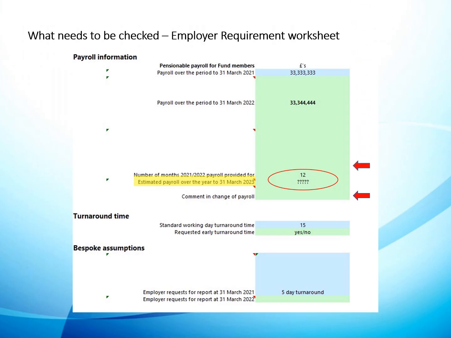Turnaround time. The actuary's standard turnaround time is 15 days. Please respond yes if OK with standard turnaround or no if a faster turnaround is required. Bespoke assumptions. Please provide your own assumptions here if different to the standard approach that the actuary will use. Employer requests for report as at 31st of March 2022. If you require a quicker turnaround, input 5 or 10 days here. Please be reminded that there are additional charges for early reports. Estimated costs will have been provided in the end-of-year proposal brief sent at the start of the process.